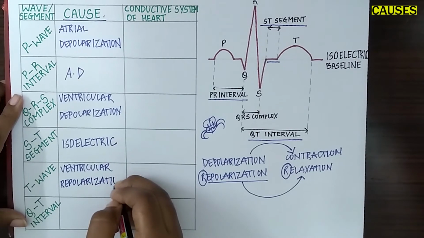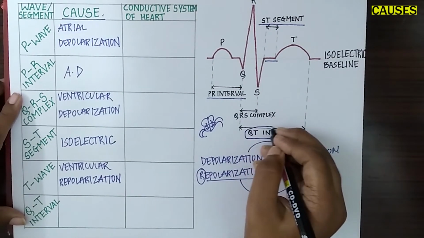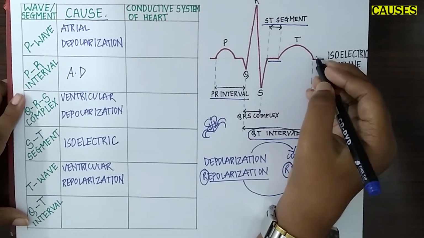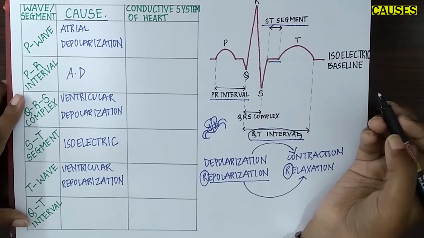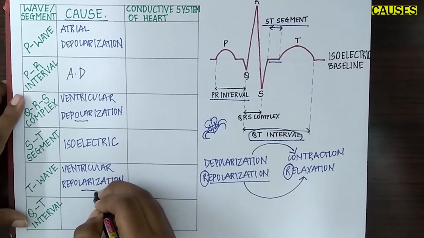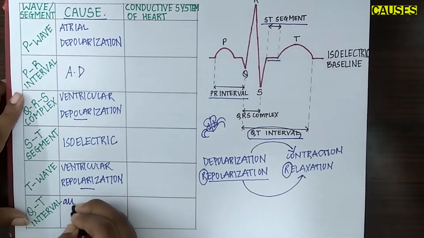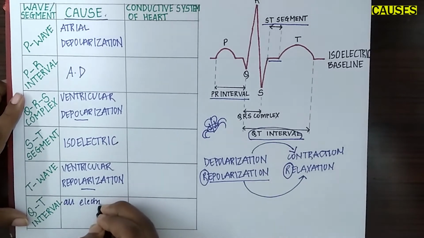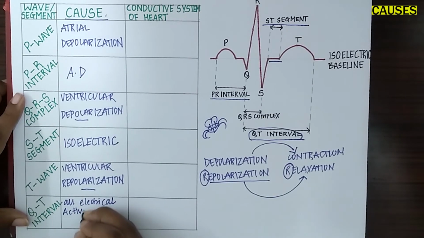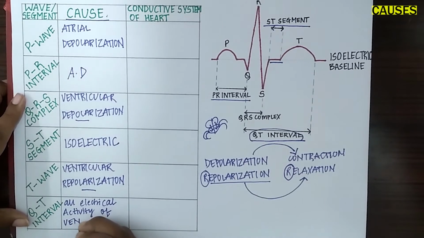That is, ventricles are getting relaxed. And lastly, we have QT interval. So QT interval is from onset of Q wave to the end of T wave, which consists of ventricular depolarization and ventricular repolarization. So QT wave in all shows all electrical activity of ventricles.